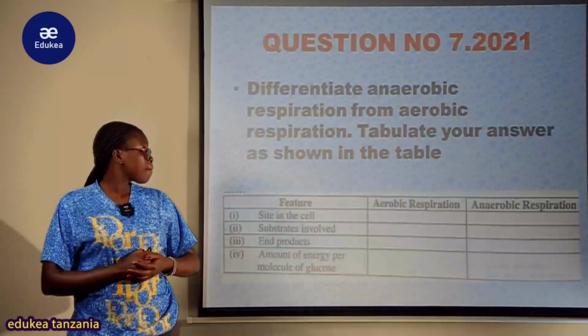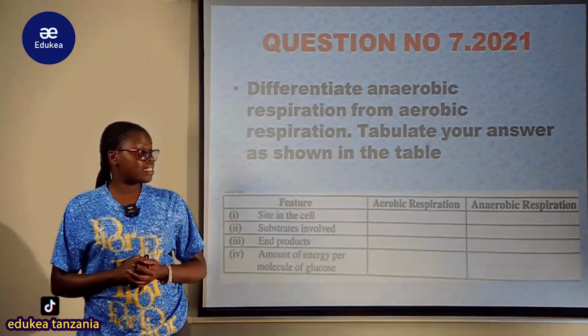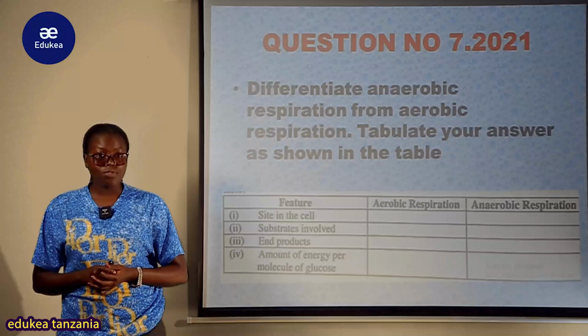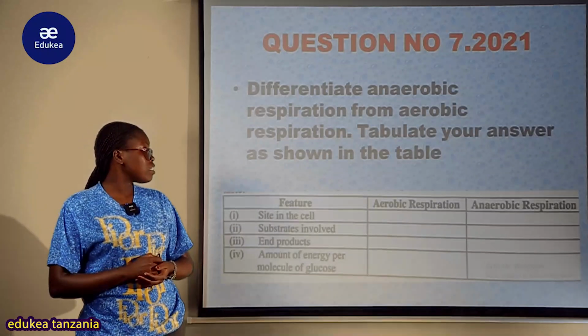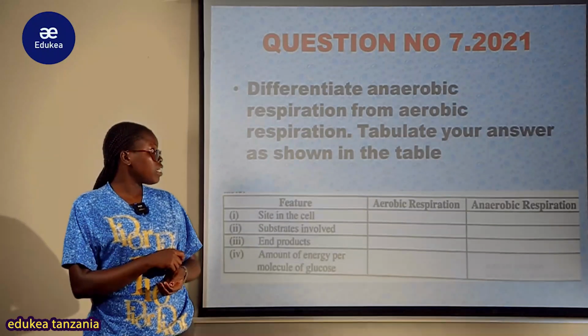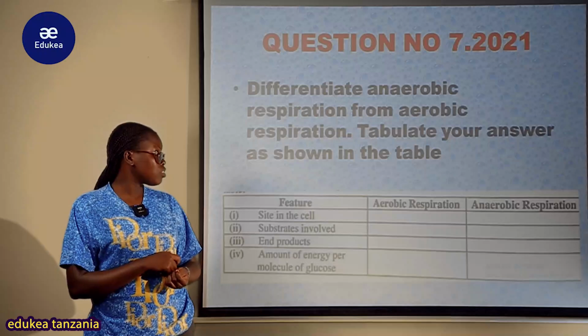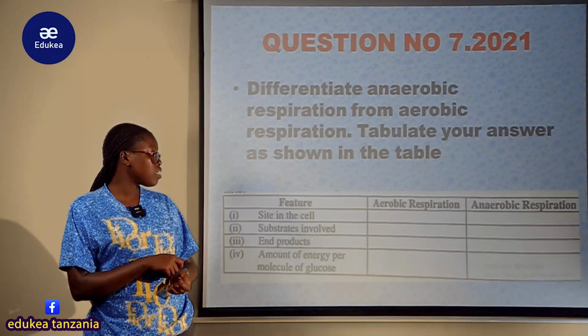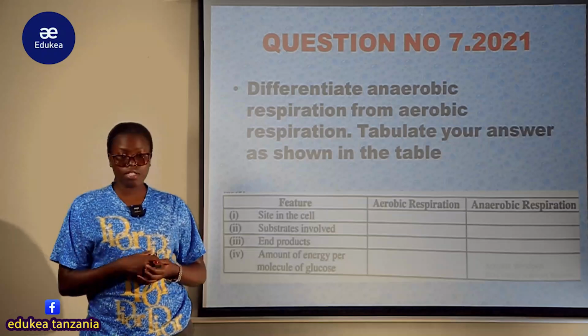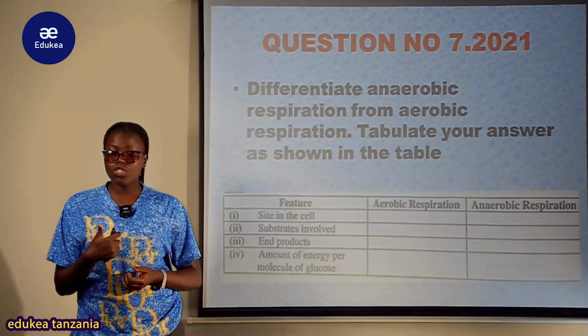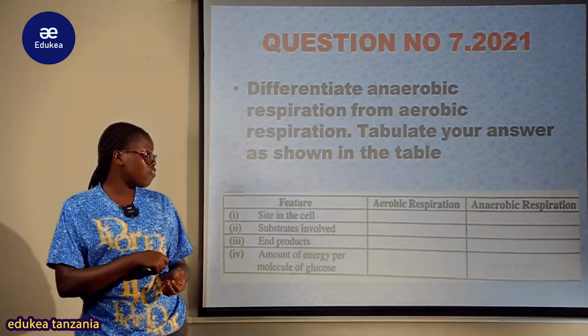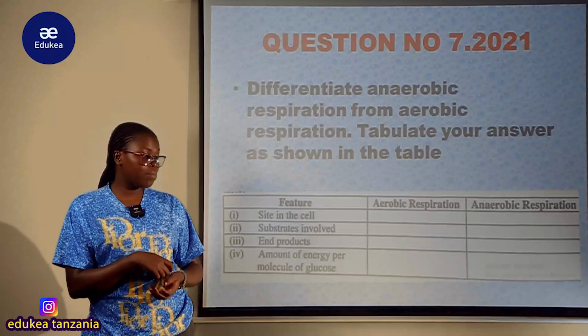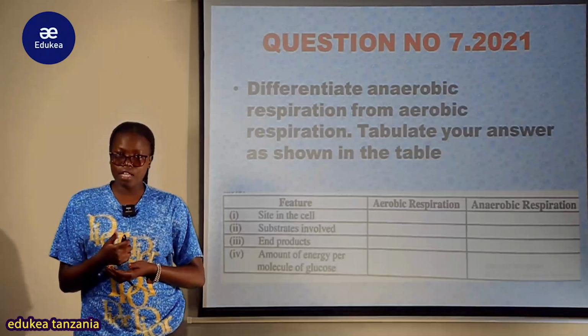Welcome. Today's question is question number 7 for the year 2021. The question stated: differentiate anaerobic respiration from aerobic respiration. Tabulate your answer as shown in the table. Here you have been given a table and you are needed to differentiate between aerobic and anaerobic respiration by following the given guidelines.